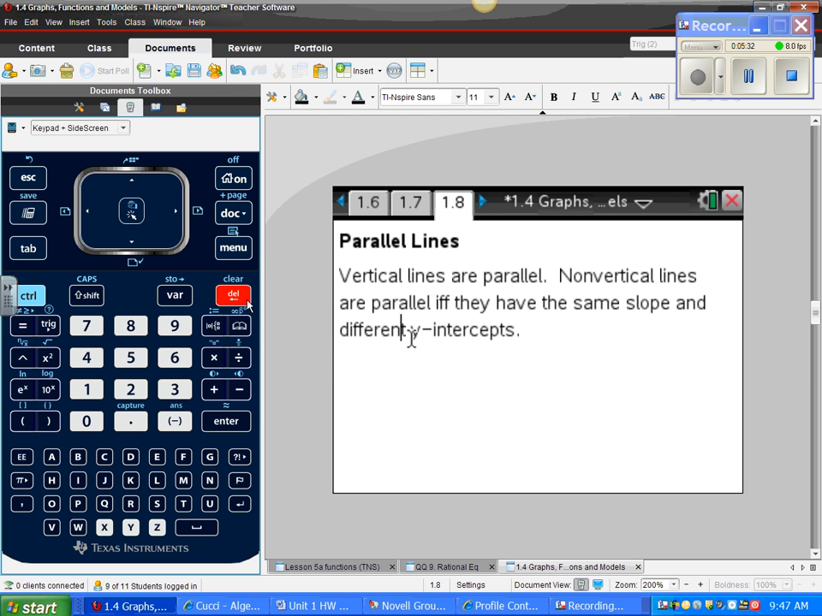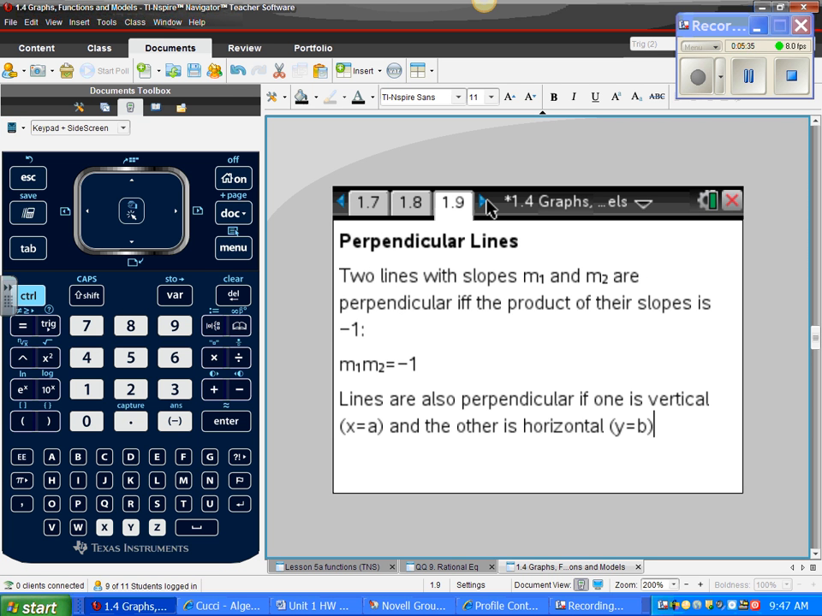So perpendicular lines, on the other hand, are two lines with slopes m sub 1 and m sub 2 that are perpendicular if and only if the product of their slopes is negative 1. What that means is their slopes have to be negative reciprocals. Lines are also perpendicular if one line is vertical, x equals a, and the other is horizontal, y equals b. We call those orthogonal. Orthogonal means they create a 90-degree angle, which means perpendicular.